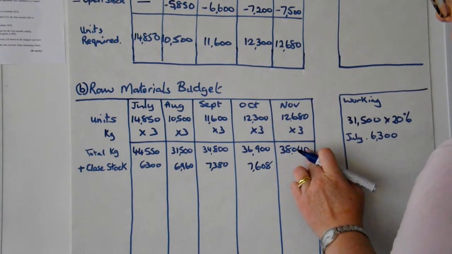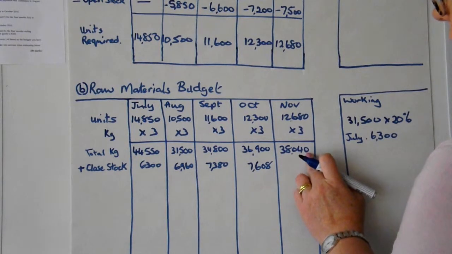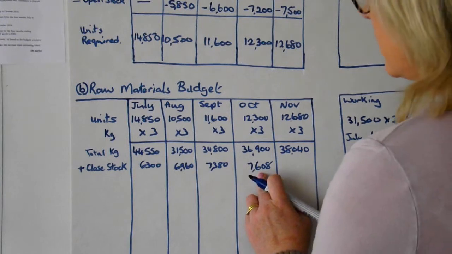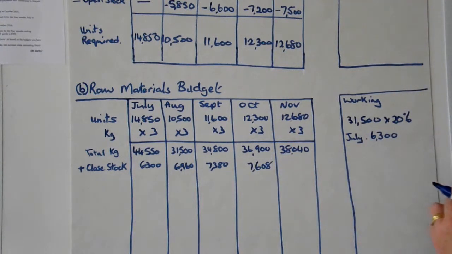And you're only asked to produce the budget for 4 months, so we're finished here with the November line. It was just to use this figure and get the 20% for October that we needed it for. So we're finished with the November line at that point. So that's your closing stock of raw material.